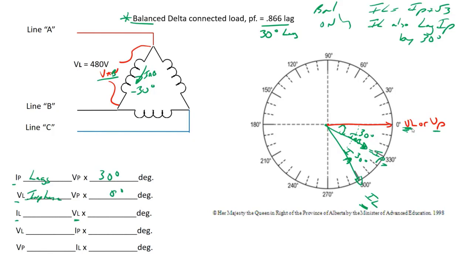So starting from here, it's behind V line, or it lags. By what? 60. 60. Awesome.